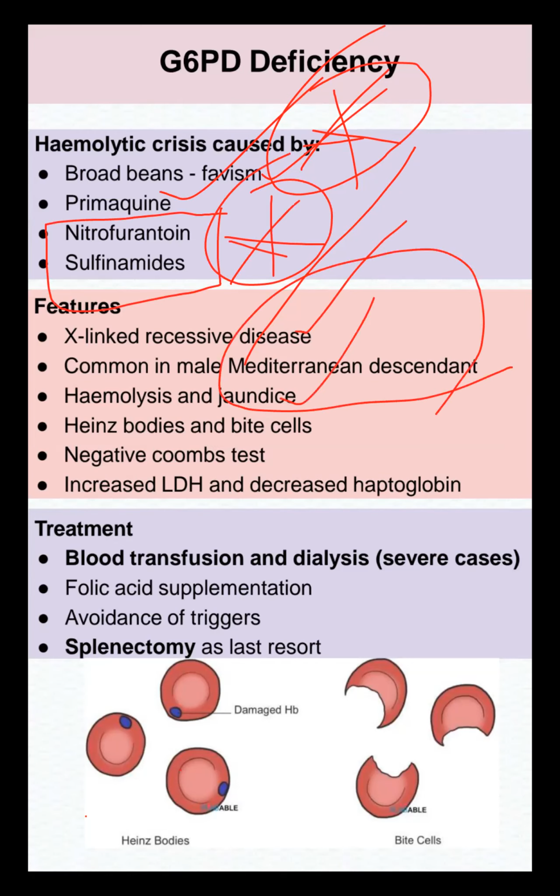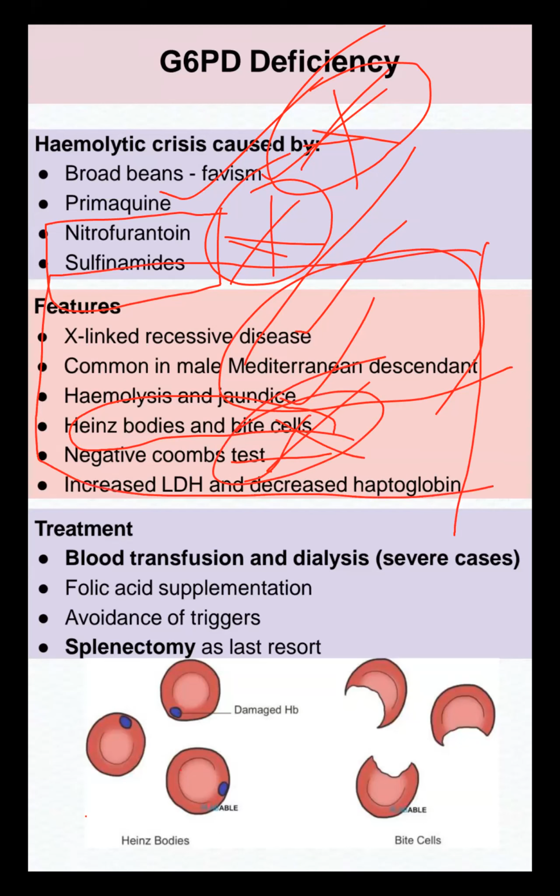Hemolysis and jaundice will be there, and in the exam question they ask what you will find in the blood film. There are Heinz bodies and bite cells. Negative Coombs test: there is hemolysis, but the Coombs test is negative, very important. This feature you must know, must know.